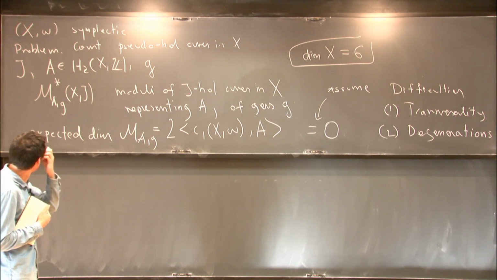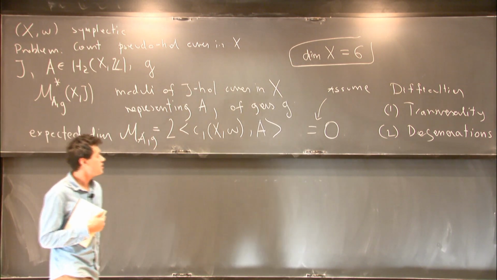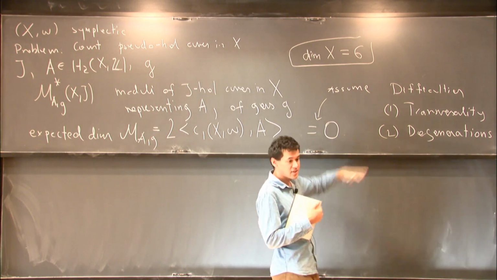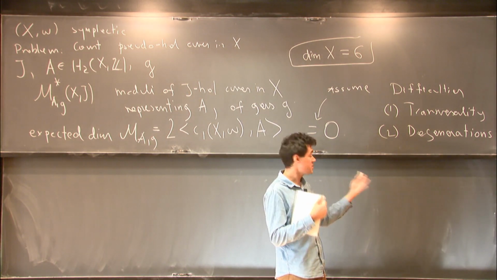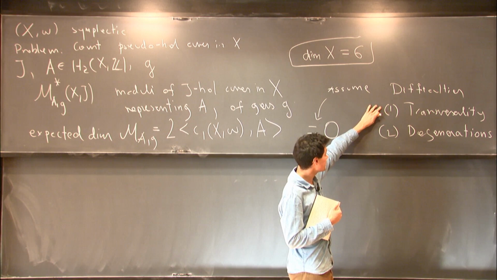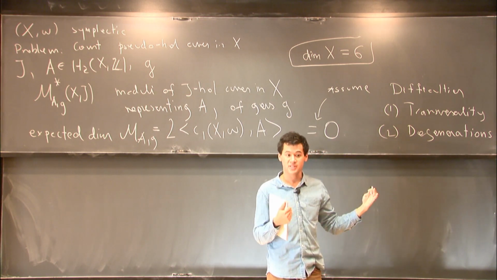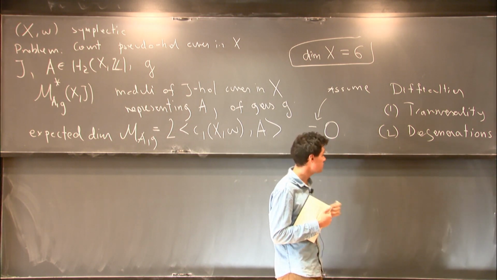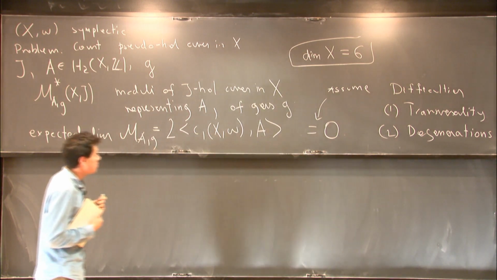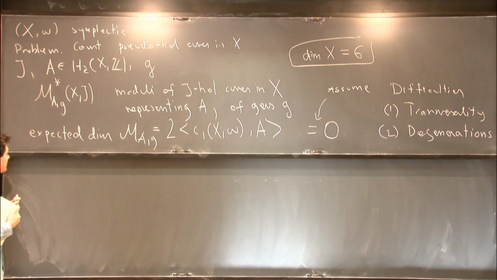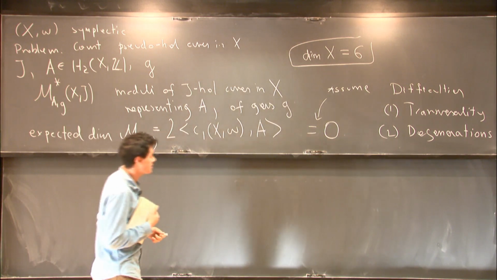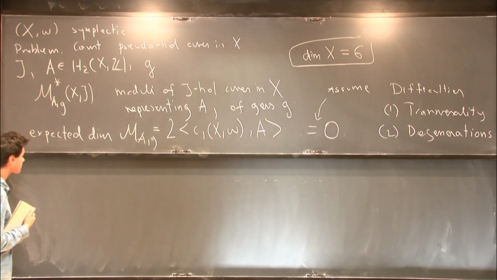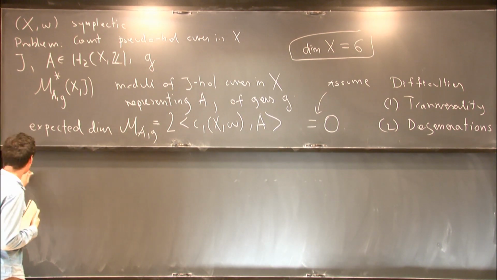So already for genus 0, you see that there are some difficulties. First of all, you want to show that generically your curves form a zero-dimensional moduli space. That's the problem of transversality. And second, that the number of these curves is finite. That's the question of degenerations. But in symplectic geometry, at least the first problem is a little bit more tractable. And that's something that leads to Gromov-Witten theory.